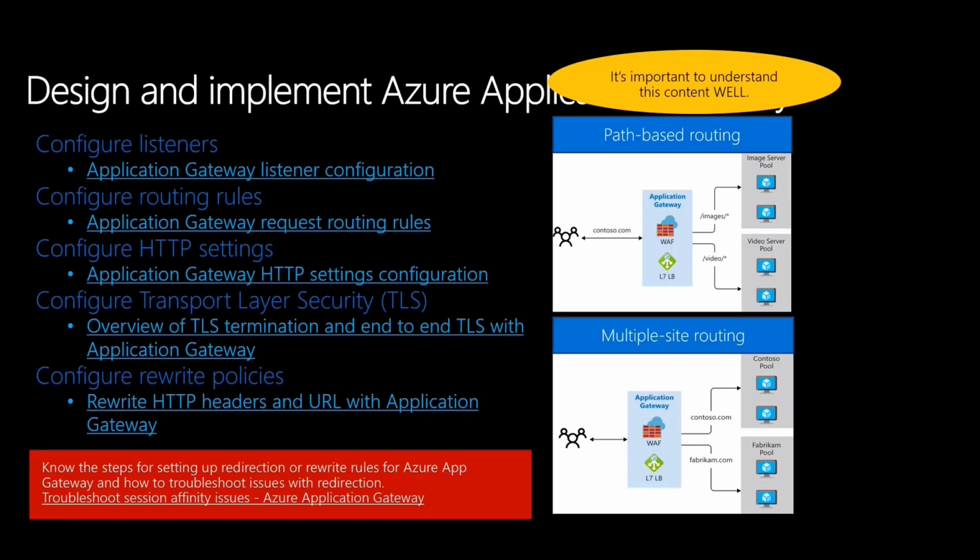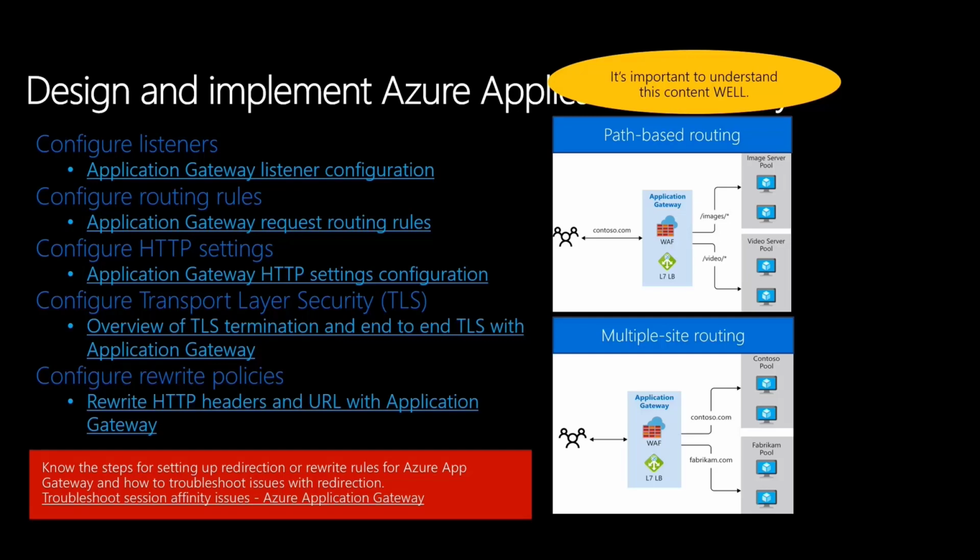All right, so I mentioned that you need to know listeners, routing rules, HTTP settings, and then down at the bottom here, rewrite and redirection. This is probably one of the most important slides in this entire deck, not just in this section, but in the entire deck. So spend some time understanding the concepts on this slide. So at a very high level, a listener is a logical entity that checks for incoming connection requests by looking at the port, the protocol, the host, and the IP address.